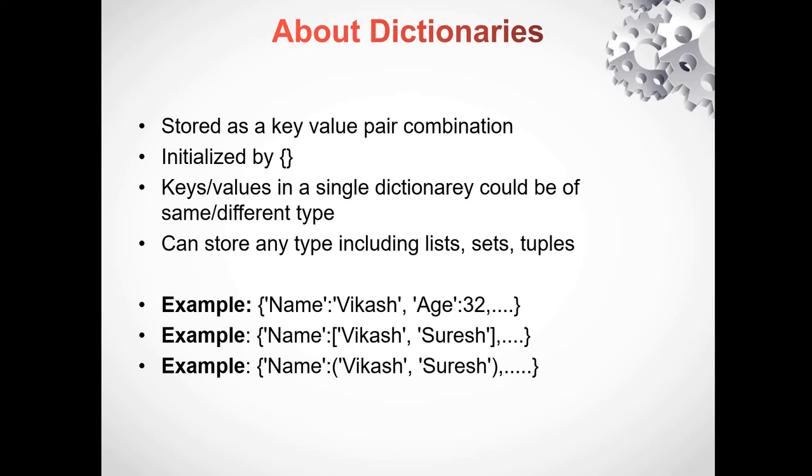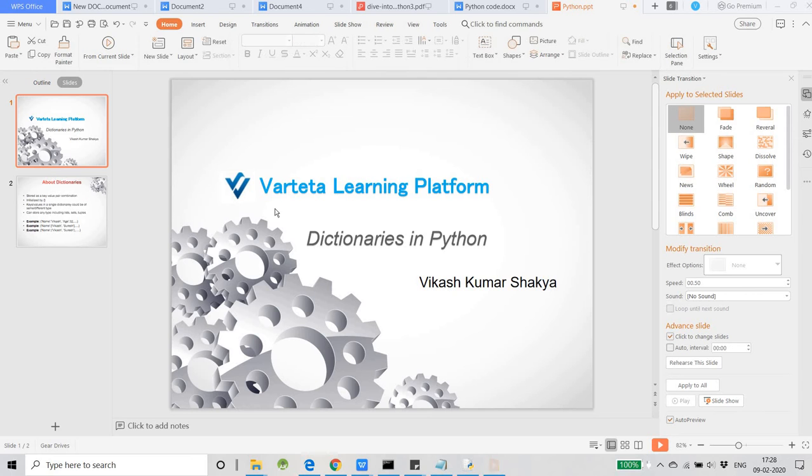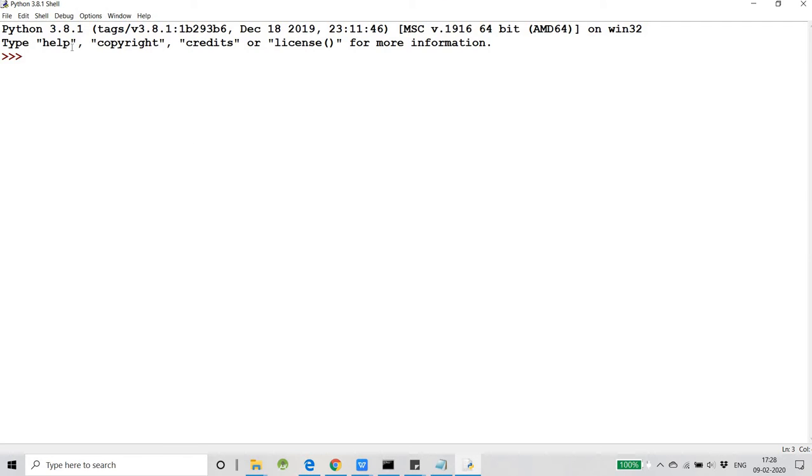So let's see all these things happening on our command prompt. I just opened this, and I have increased the font size so that things are visible to you. Okay, so let's start. How do we initialize a dictionary? Let's say dict1 is equal to this. Now the dictionary has been initialized, right? If I try to print this dictionary, what will it give me? It will give me an empty dictionary without any values.